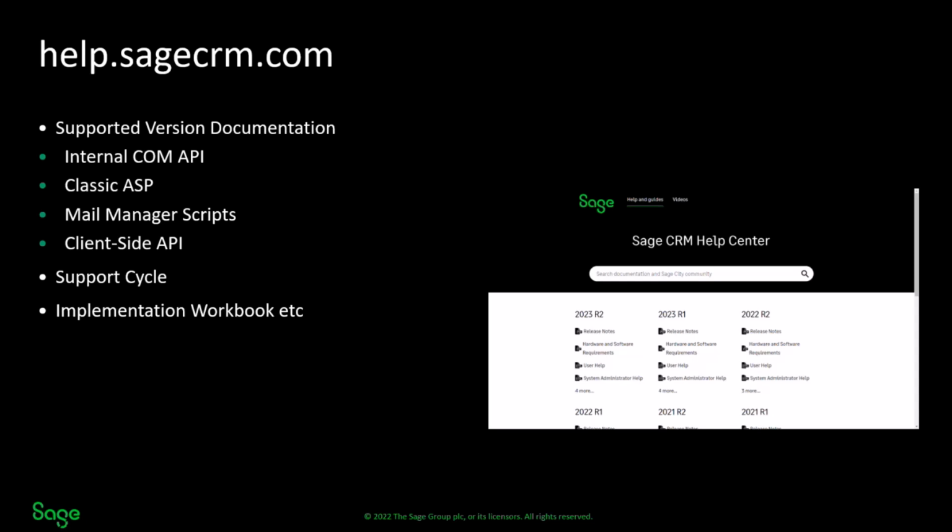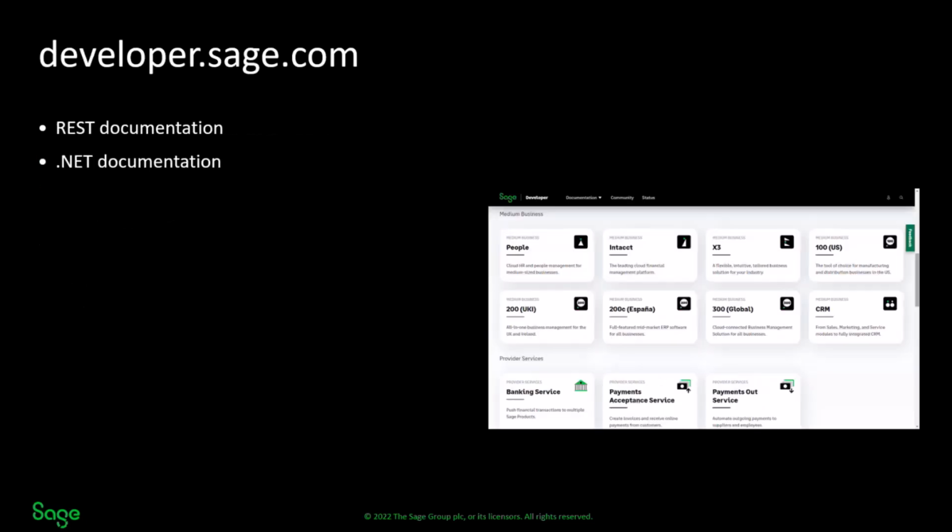So all of that was in the context of help.sagecrm.com, as well as the support cycle as to which versions of Sage CRM you need to be aware of, dropping out of support, and useful tools for support and implementation, like troubleshooting guides and the implementation workbook. All of that on help.sagecrm.com.